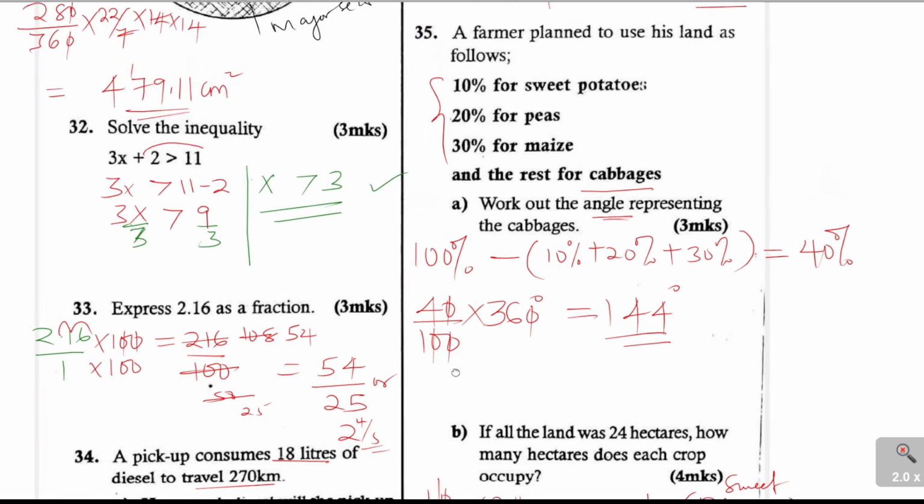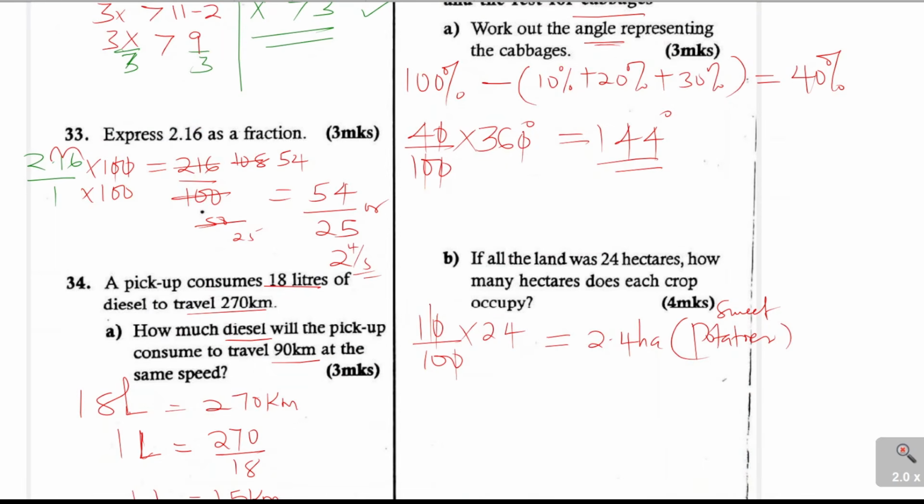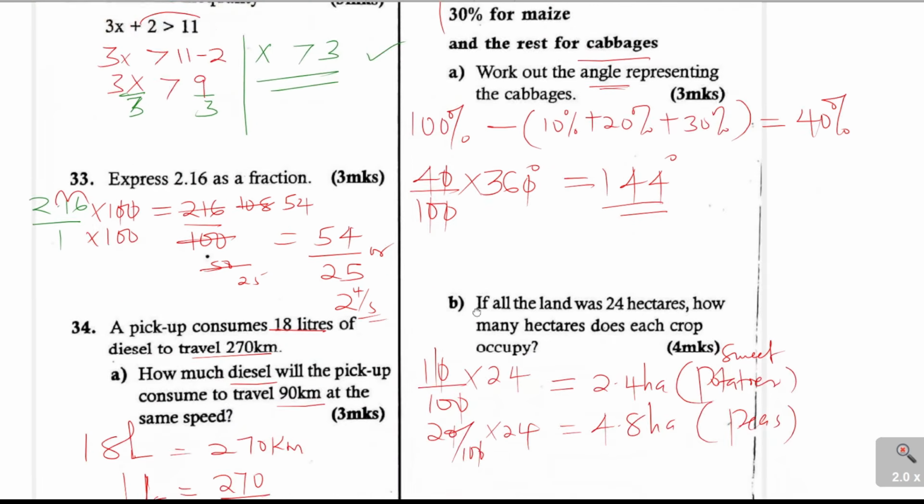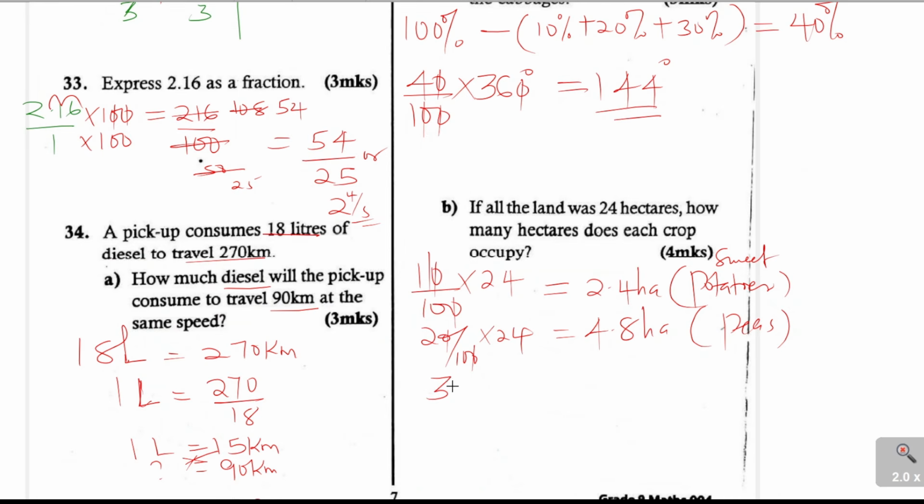Then the next is peas, 20% for peas. So 20% multiplied by 24 gives 48 divided by 10. These are 4.8 hectares. This is for peas. Then the next is maize. Maize is 30%. So total hectares for maize is 30 divided by 100 times 24, and this will be 7.2 hectares.